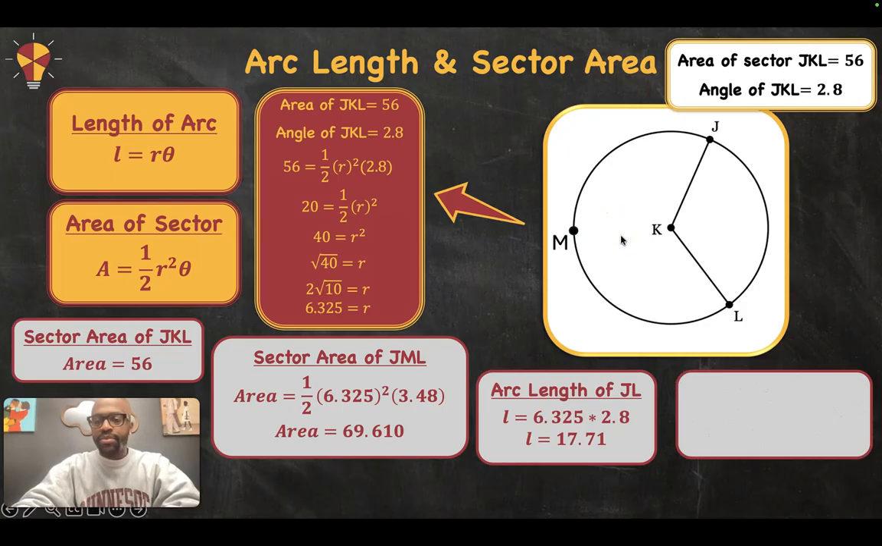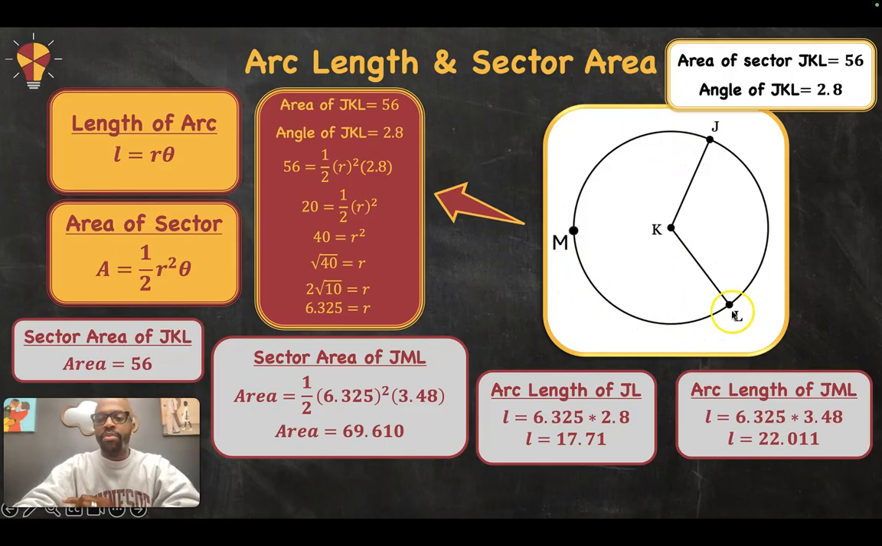So now the last piece for this problem, let's find the arc length of JML, so the major arc. Go back to the formula, radius times theta. We know the radius is 6.325 and we know theta is 6.28 minus 2.8, which we already know is 3.48, which when you evaluate should give you 22.011 as the arc length from J, M all the way to L.